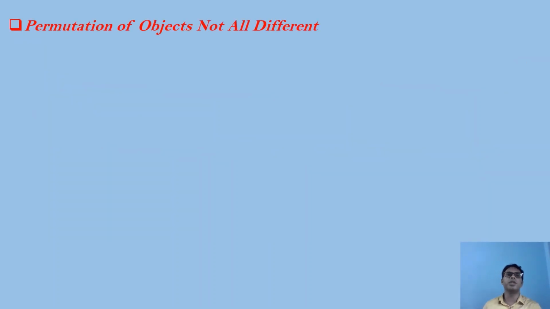So now, permutation of objects, not all different. This time the given objects are not different. What is that? It means, say you have n number of objects. Some of the objects are of a similar type. Say you have 10 objects, and out of the 10 objects, say 3 are marbles, of the same type. Say 4 are pens, same type, same color, and the rest are different.